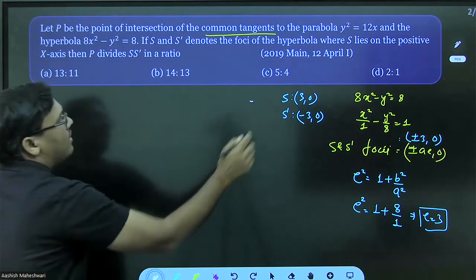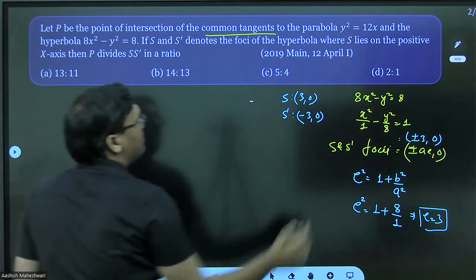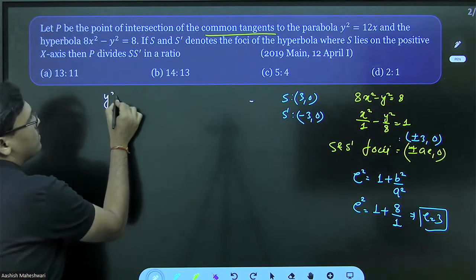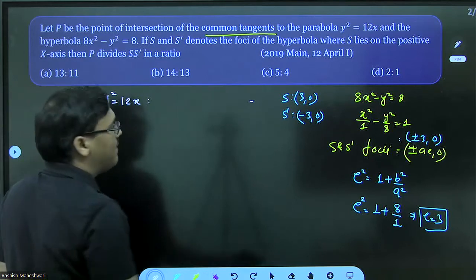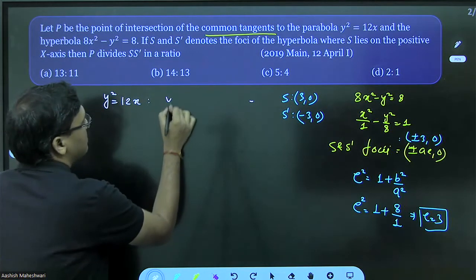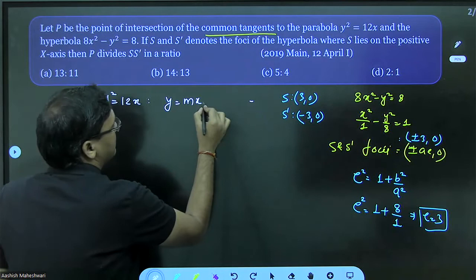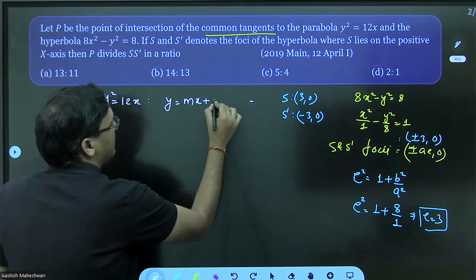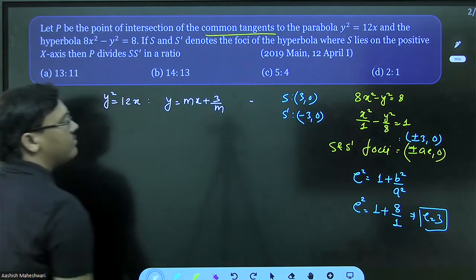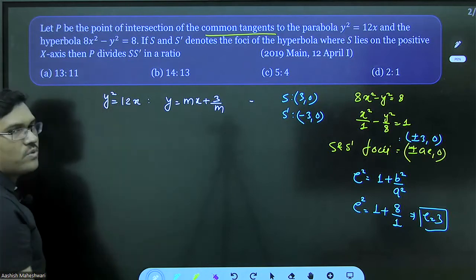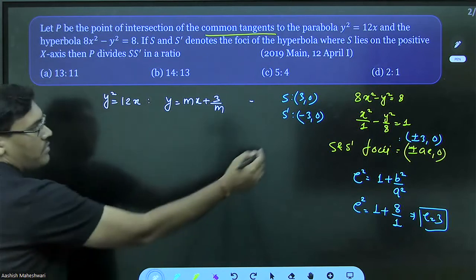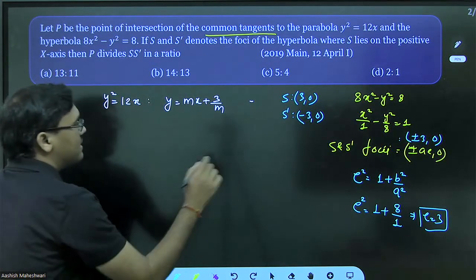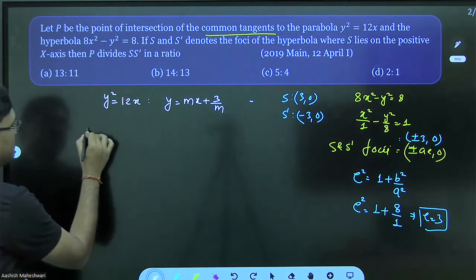You can clearly see any tangent on the parabola y square equal to 12x. Let's say the slope of the common tangent is m. The equation of the tangent will be y is equal to mx plus a by m, where a is 3, so y is equal to mx plus 3 by m. This is the equation of the tangent to y square equal to 12x. Now this line should be tangent to the hyperbola. What is the condition for tangency for a hyperbola? I'll just write it here.